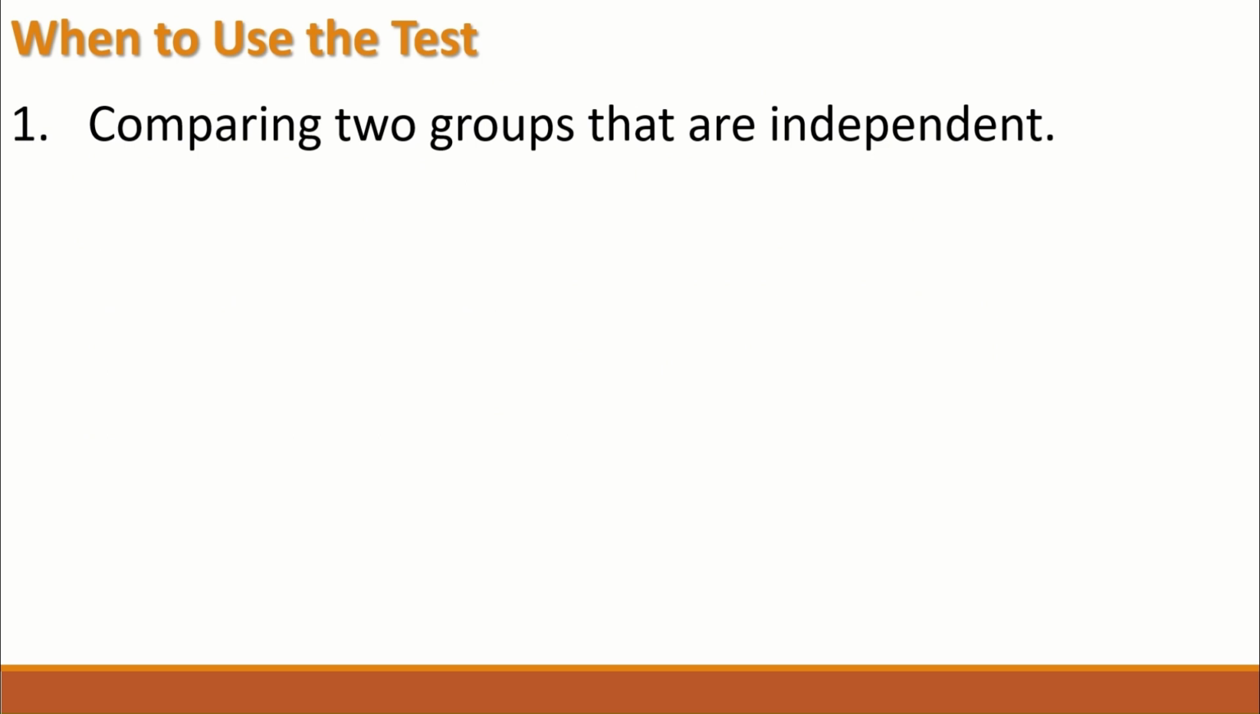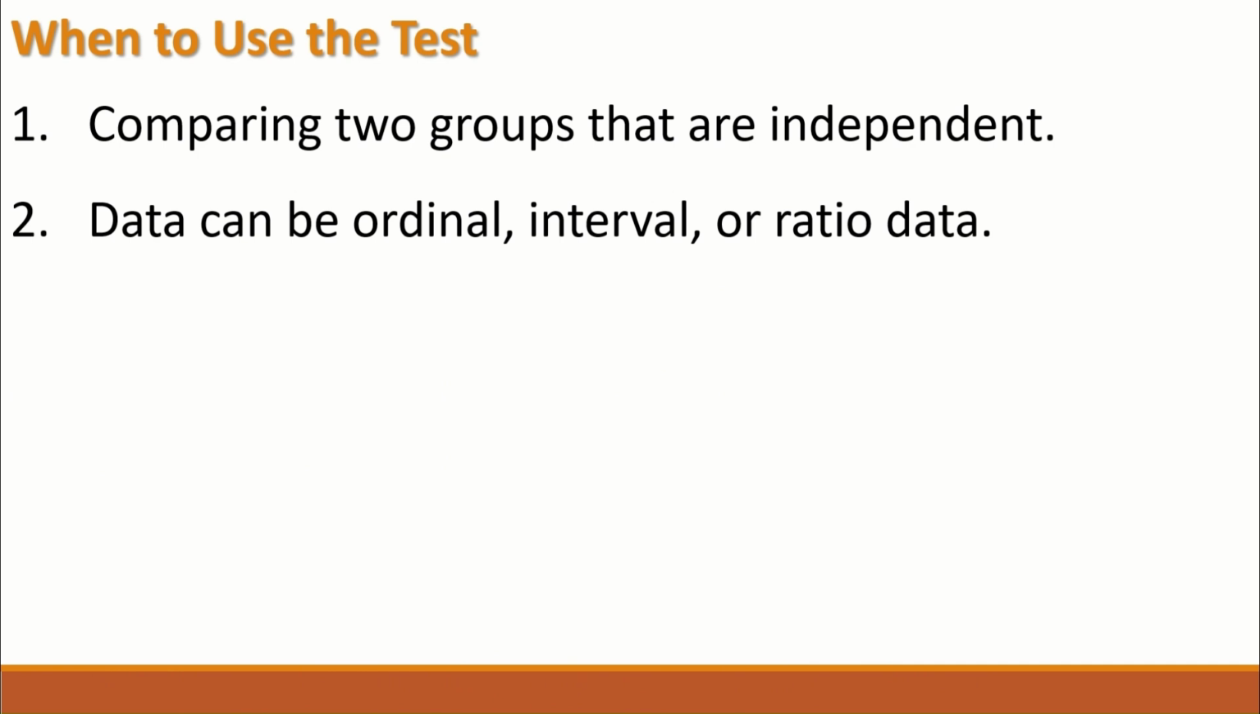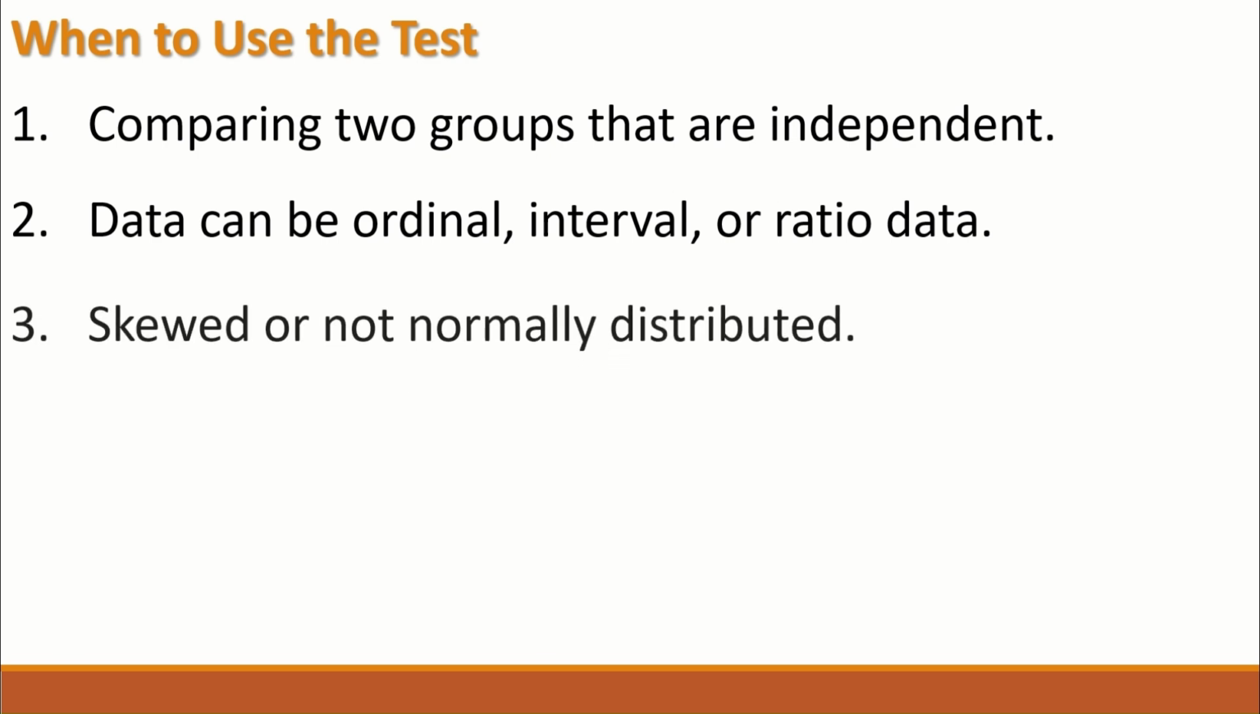So when to use the test? Use the test to compare two groups that are unrelated, not matched, unpaired, independent. It is used when the data are ordinal. Ordinal data is categorical data with order in it, such as the Likert scale, which is used in questionnaires and surveys. Or the data are continuous, interval, or ratio data but lack normality.